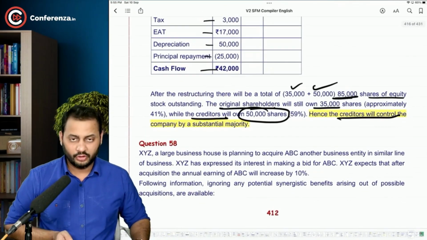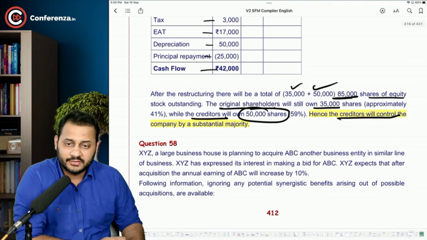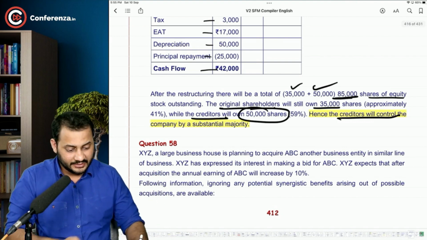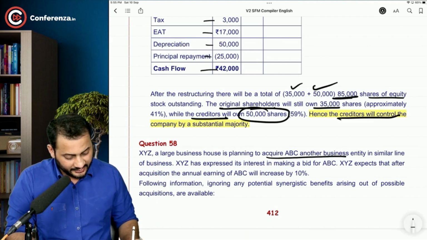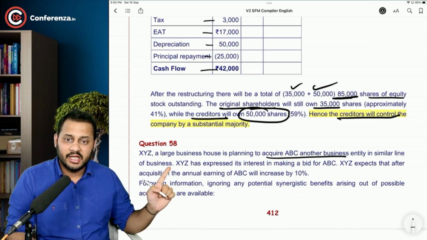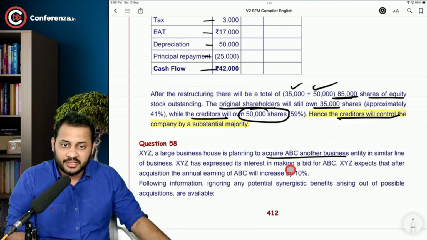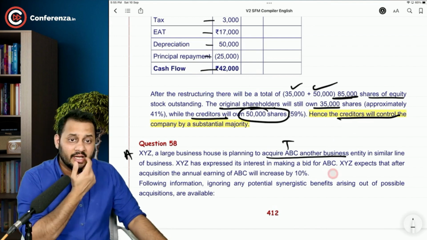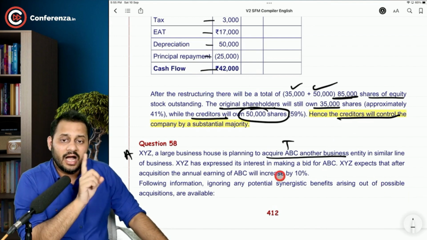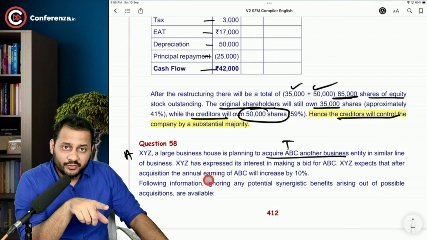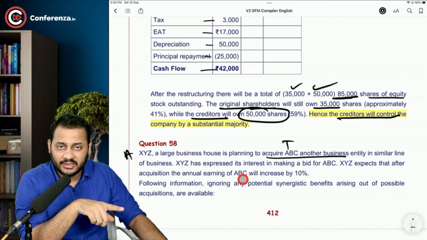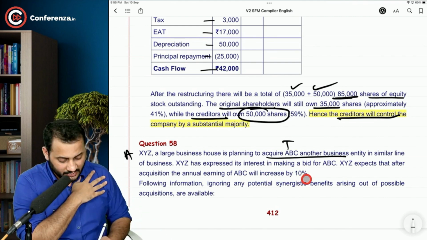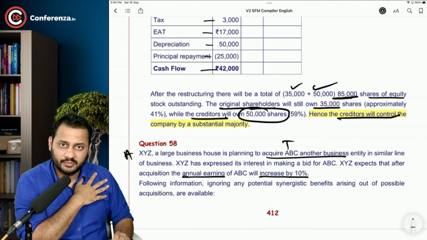So this is the question on geared and ungeared beta as well. XYZ, a large business house, is planning to acquire ABC, another business entity in a similar line of business. XYZ has expressed its interest in making a bid for ABC. This is the target, this is the acquirer. Now, XYZ expects that after acquisition, the annual earning of ABC, that means the company that we are going to buy, will increase by 10%.